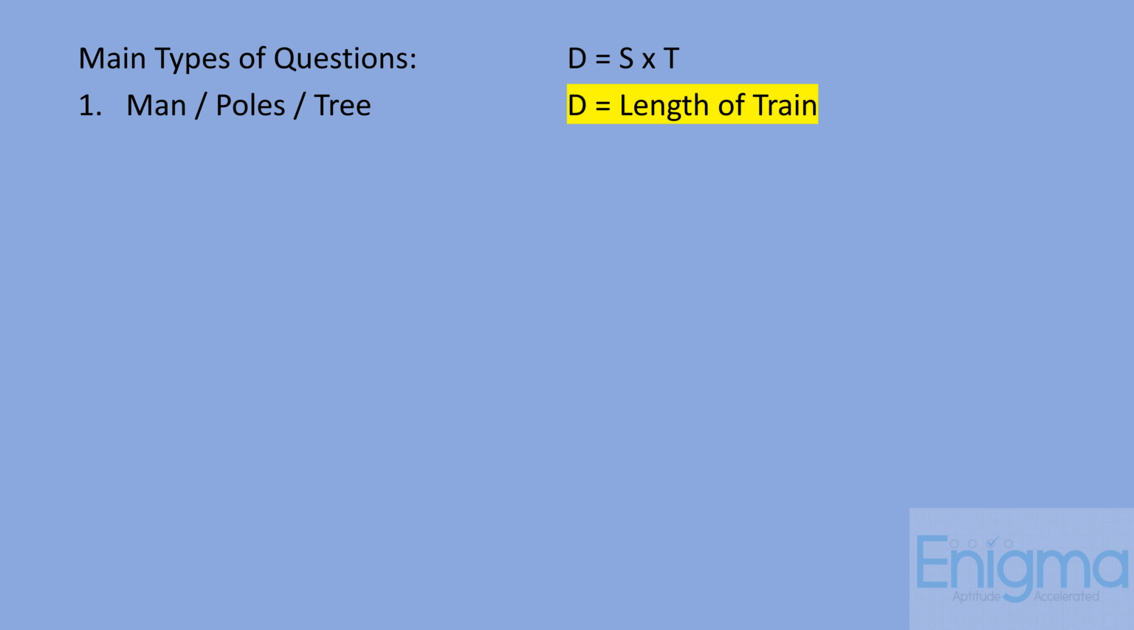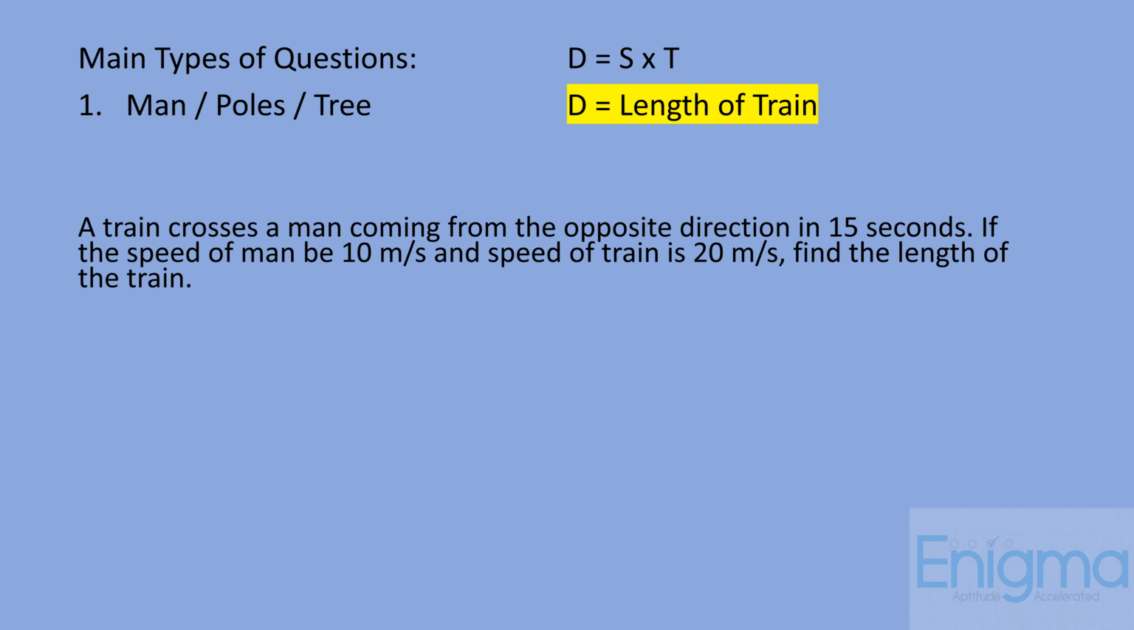Let's take another question from the same first type. A train crosses a man coming from the opposite direction in 15 seconds. If the speed of man be 10 meter per second and speed of train is 20 meter per second, find the length of the train. Now here there are two objects in motion, the man and the train. So we will have to use relative speed concept.